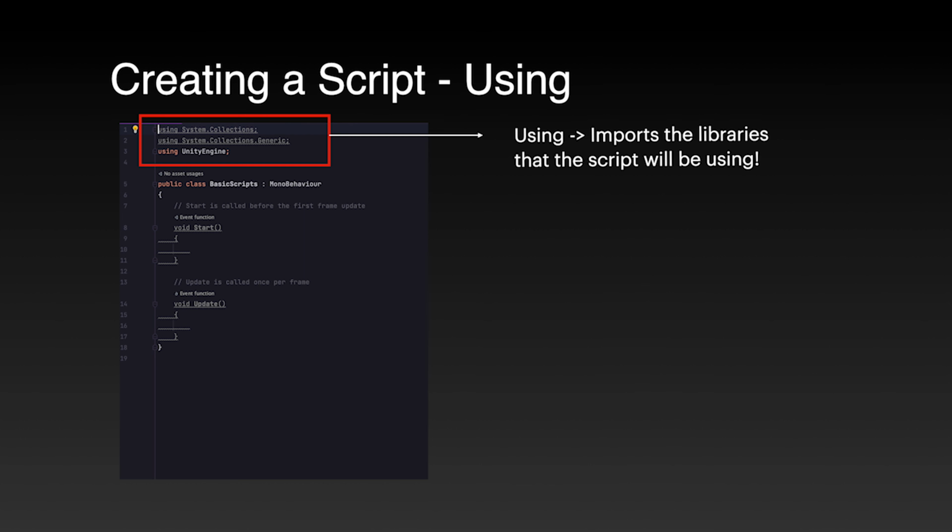Once you open Unity, create a project and a scene, you can start creating your first script. Once you name your script, you will open a brand new one. This is the default, without implementing any code. On top, you will see using. What does using mean? Using means that you are going to use those libraries; it imports the libraries that the script will be using.